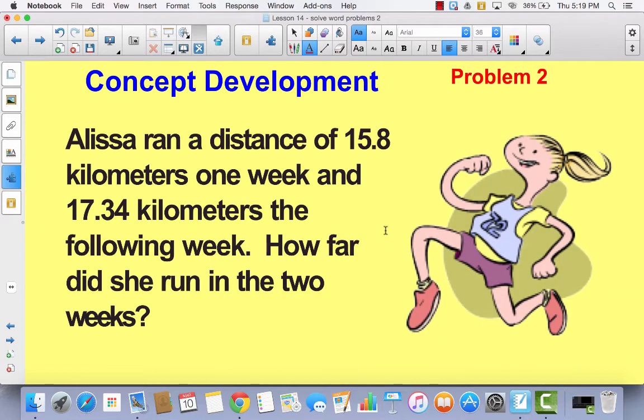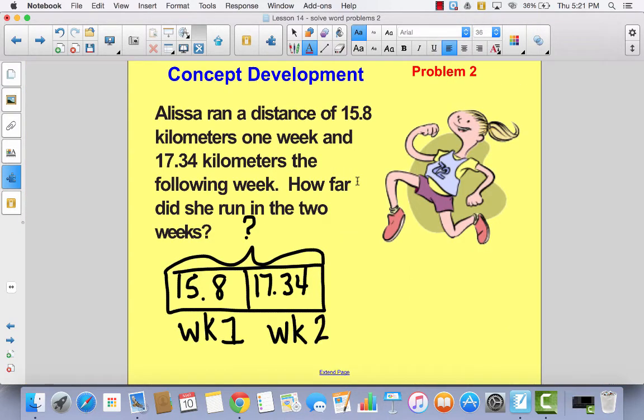Okay, let's take a look at problem number 2. Alyssa ran a distance of 15 8/10 kilometers one week and 17 34 hundredths kilometers the following week. How far did she run in the 2 weeks? So I want you to pause the video and contemplate for just a minute what is something that you could draw. If you feel pretty confident in your solution of the problem, go ahead and solve the problem and come back and let's check together.